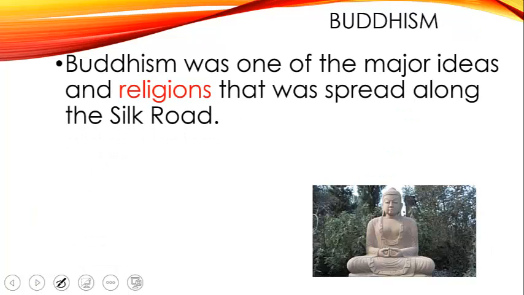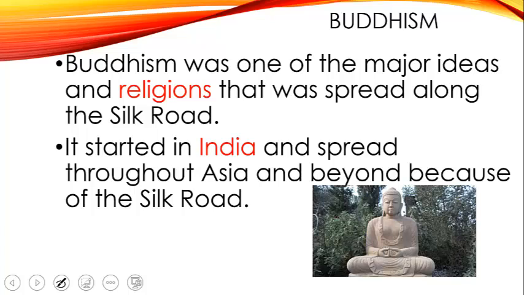One of the major religions that were traded was Buddhism. Buddhism was one of the major ideas and religions that was spread along the Silk Road. It started in India and spread throughout Asia and beyond because of the Silk Road.